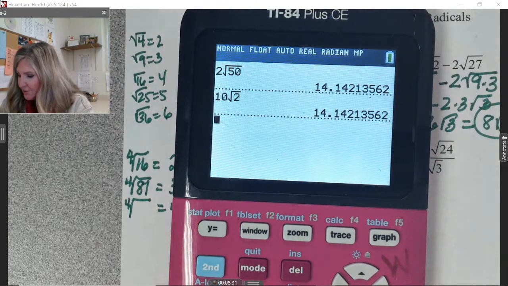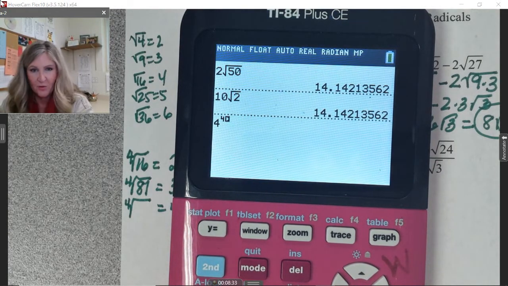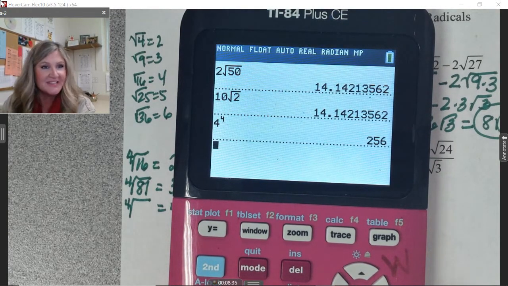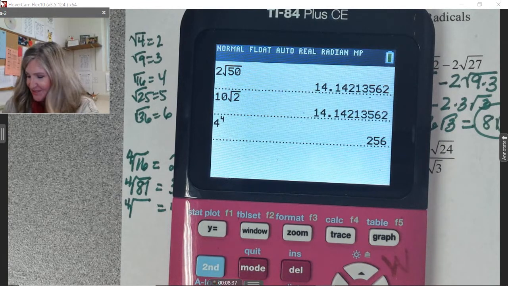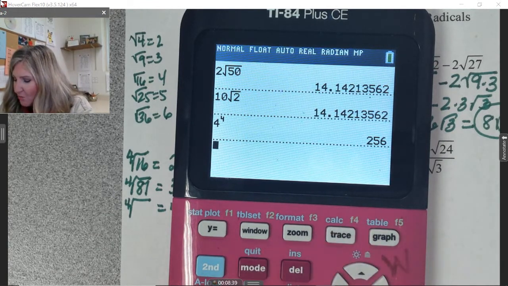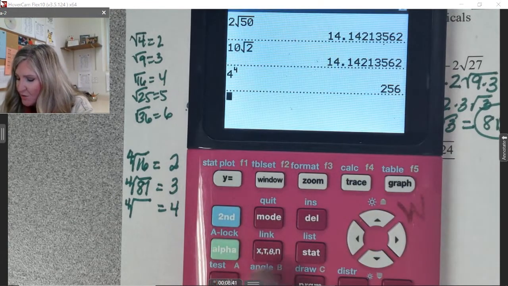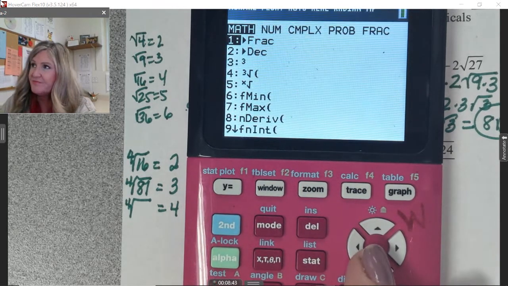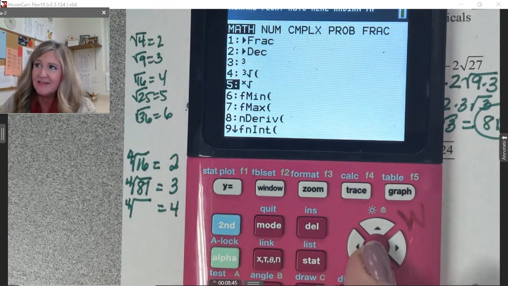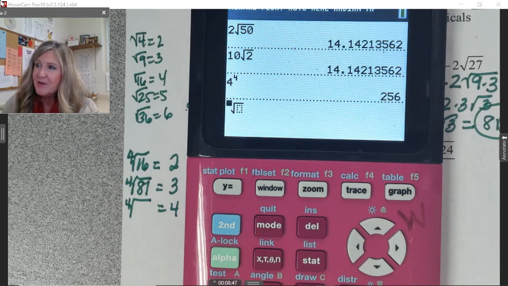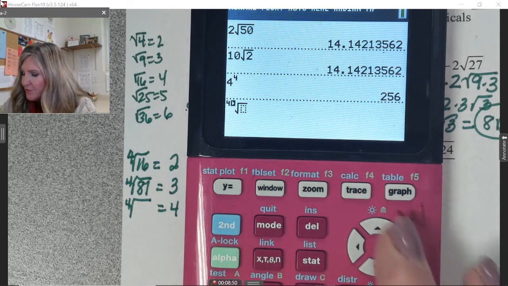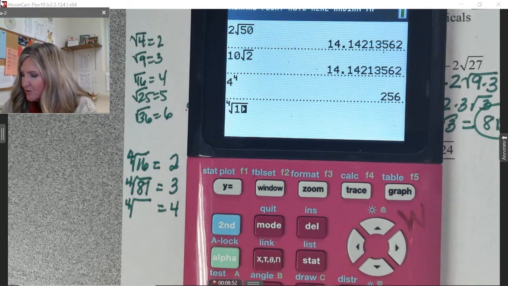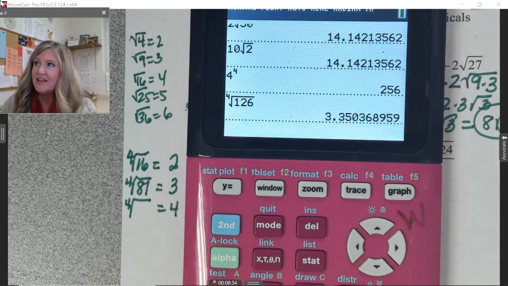We could just do 4 raised to the 4th power. Oh, 256. 256, not 126. Or, watch what else we can do, guys. Go under your math, go down here to this xth root, and I'm going to check what is the 4th root. Somebody was saying 126, and if I check that, that's not correct, is it?